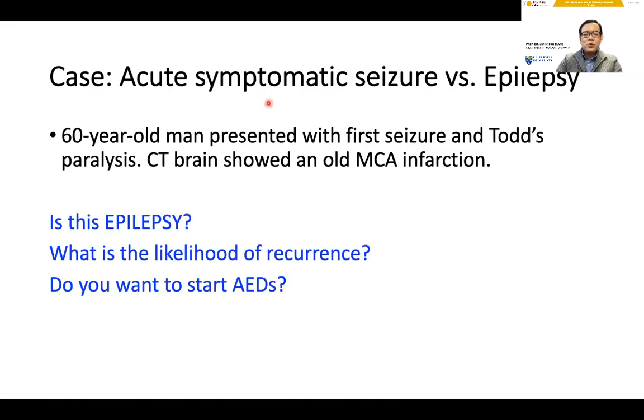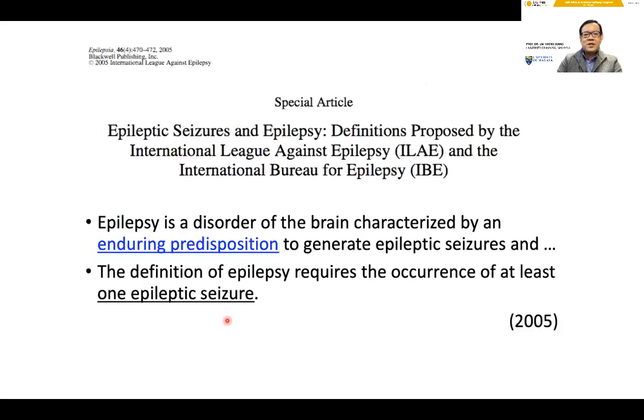So let's go to another question. Is it acute symptomatic seizures or epilepsy? A 60-year-old man presented with first seizure and left-sided paralysis, and the CT scan showed an old MCA infarct. So is this epilepsy? What is the likelihood of recurrence, and do you want to start AEDs? We know that the diagnosis is epilepsy because this MCA infarct is a remote symptomatic cause.